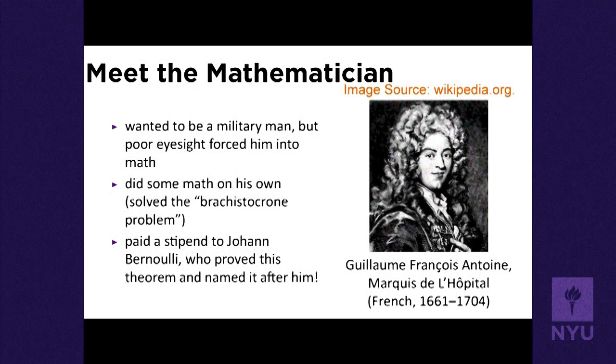So he wanted to be an army man, but he couldn't see very well. So instead, he had to go into math. I know that lots of people were forced into math by bad eyesight. And he solved a famous problem called the brachistochrone problem.